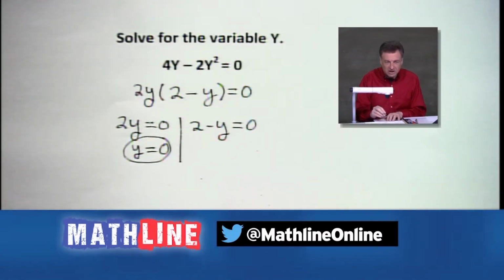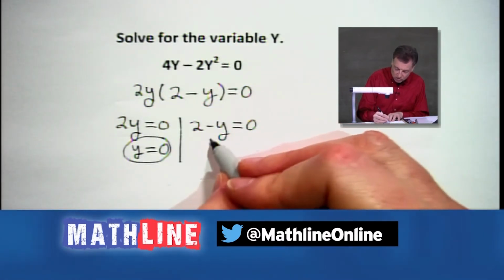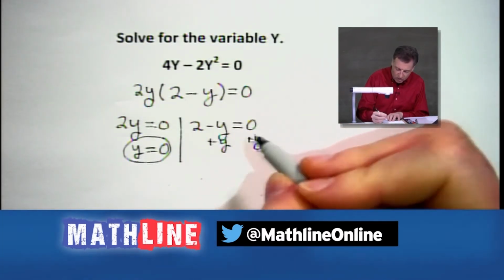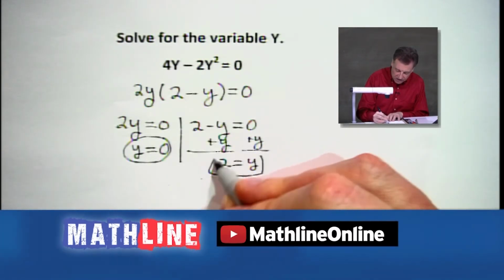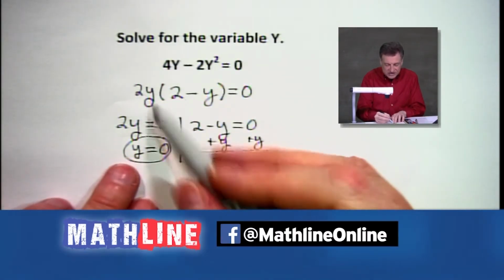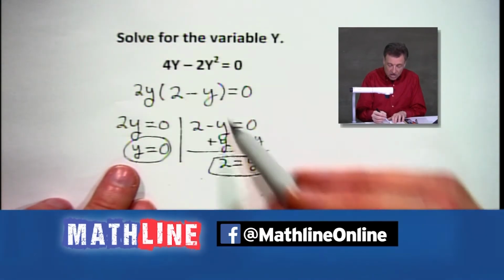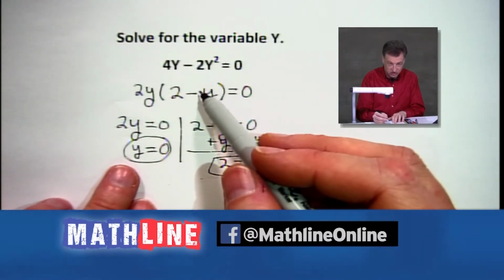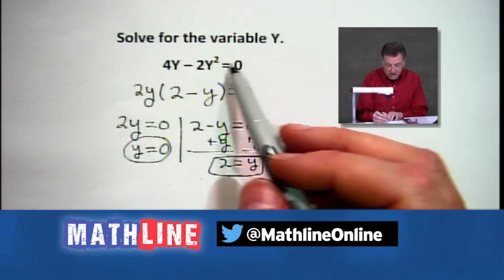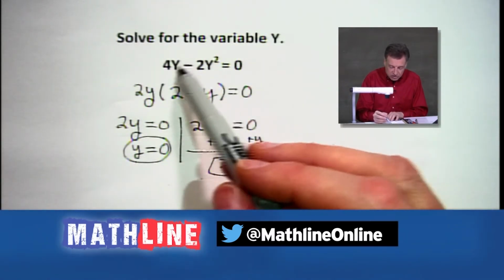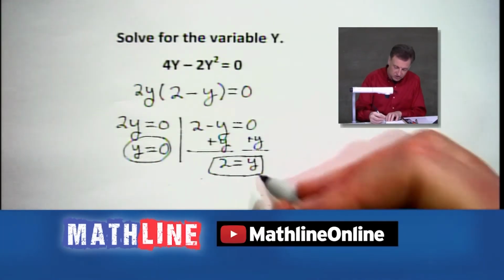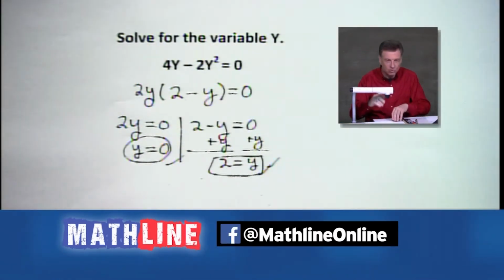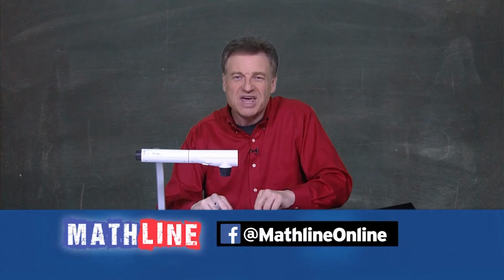Okay, very important. This time, let's add y to both sides. And we've got 2 equals y. So the 0 came from the 2y. The 2 came from 2 minus y. And obviously 0 minus 0 gets us there. If you put a 2 in both of these places, you're going to have 8 minus 8, which also gives you 0. So they do check back through. It's all the same routine.